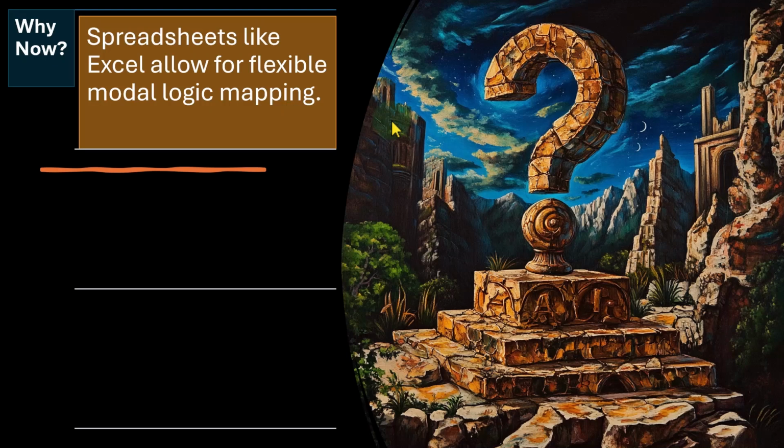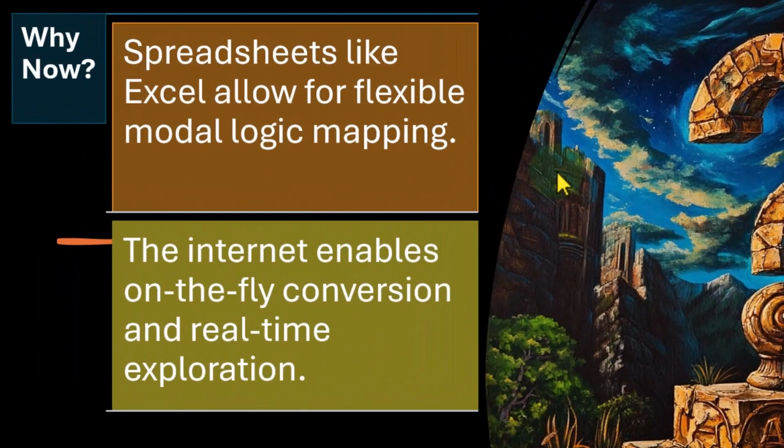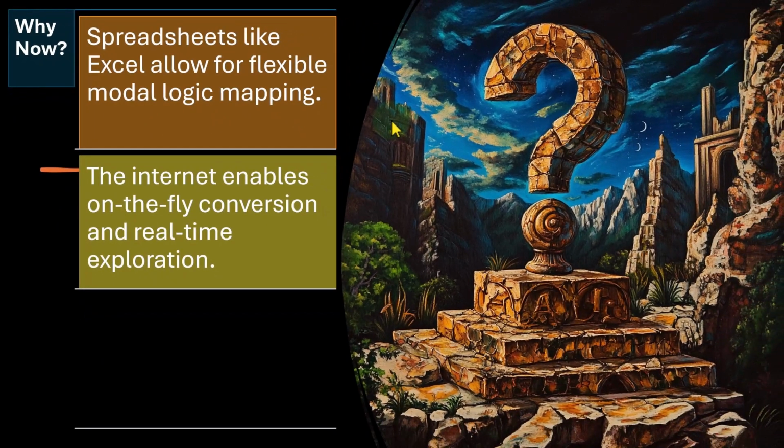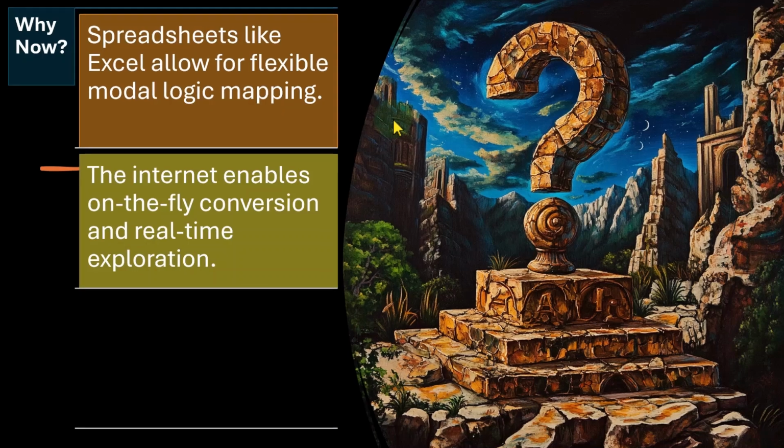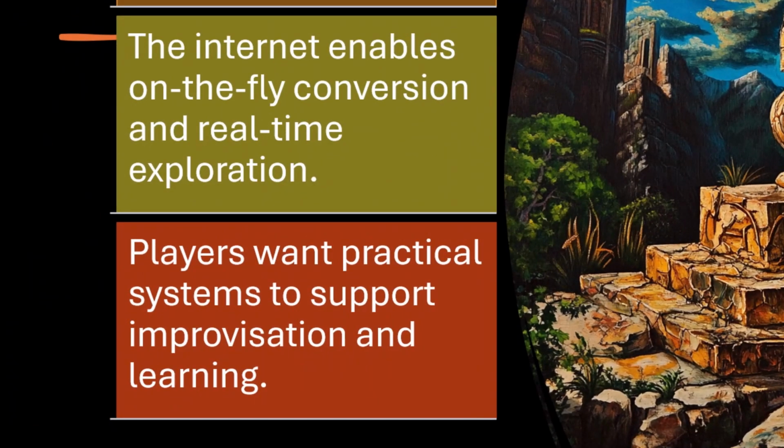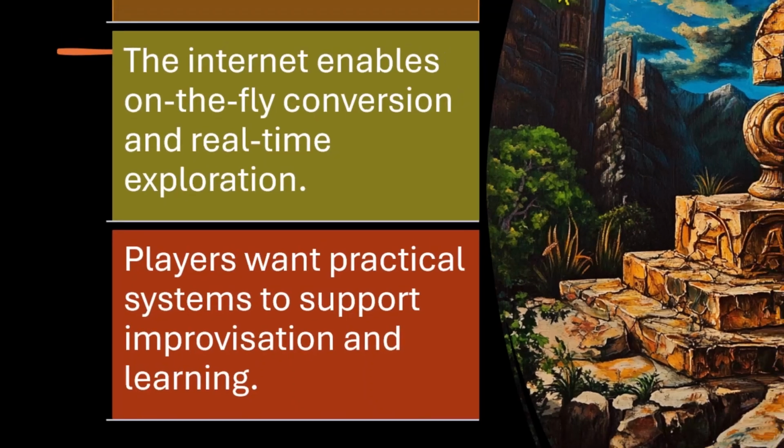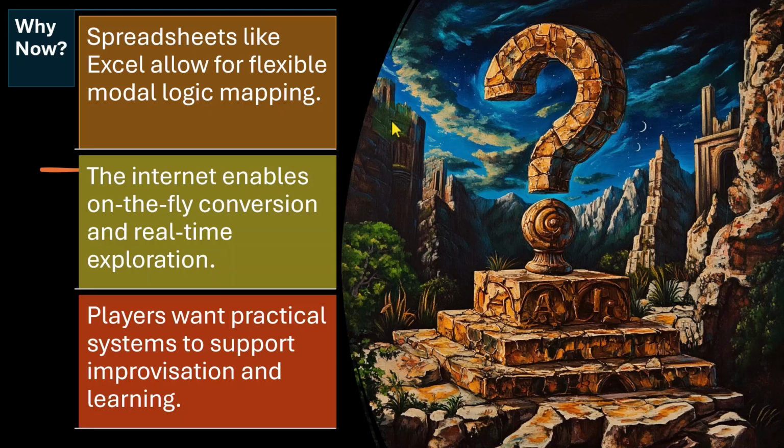So spreadsheets like Excel allow flexible modal logic mapping. So obviously Excel, hugely useful to kind of map this stuff out logically. The internet enables on-the-fly conversion and real-time exploration. So it's just like if you had something in Spanish, you plug it into the conversion. It's even easier to plug it into the conversion because every language is more complicated to convert. The conjugations are different and everything. The spelling's different. But when you look at this logical system, it's just a logical system. Everything works perfectly. It's perfectly convertible, easy, right? Not for me, but for ChatGPT or something.